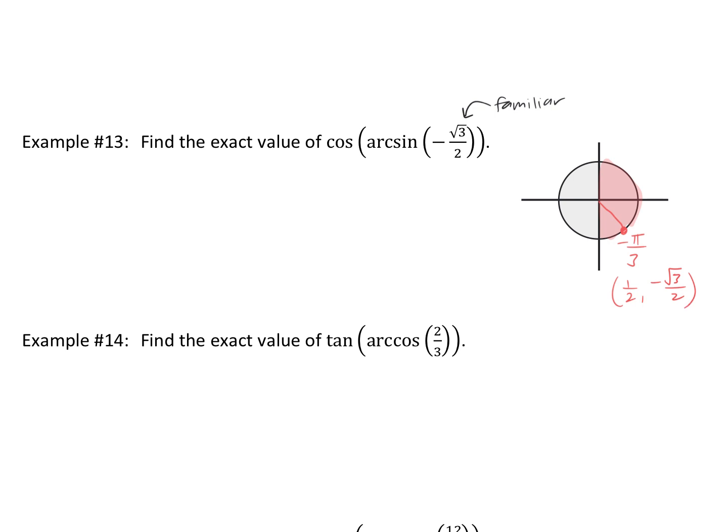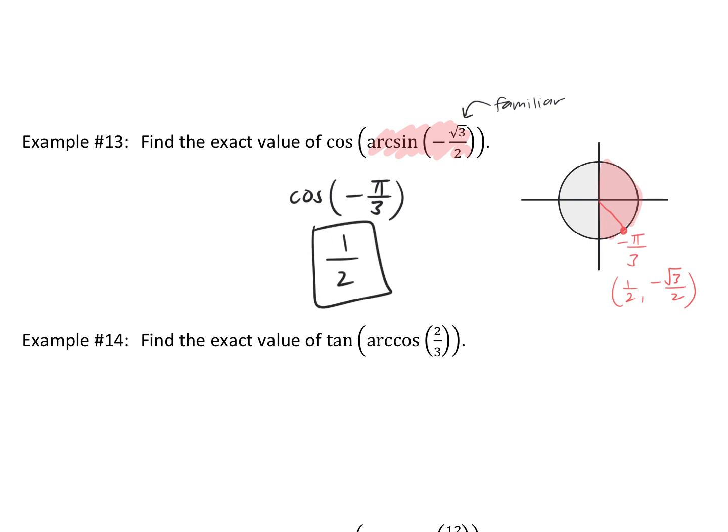So now we just evaluated that inside piece, the arc sine of -√3/2. The angle that gives me a sine value of -√3/2 is -pi/3, right? So I can replace the inside piece with -pi/3. And now can I evaluate just cosine of -pi/3? Yeah, well, what's cosine of -pi/3? 1/2.